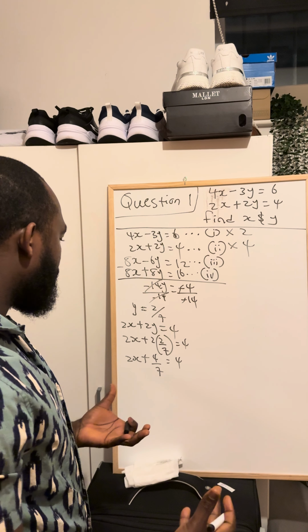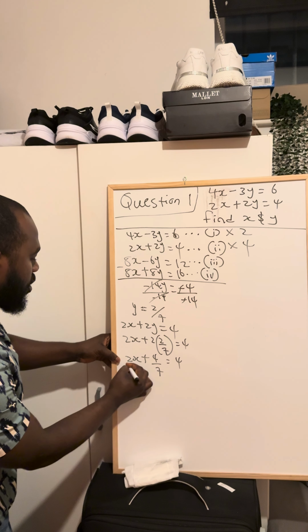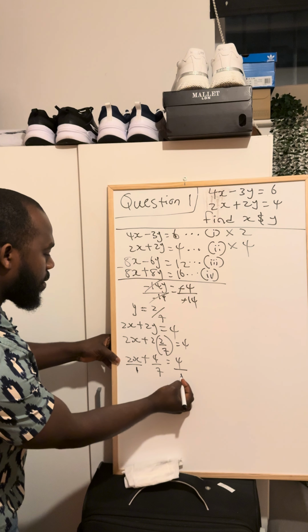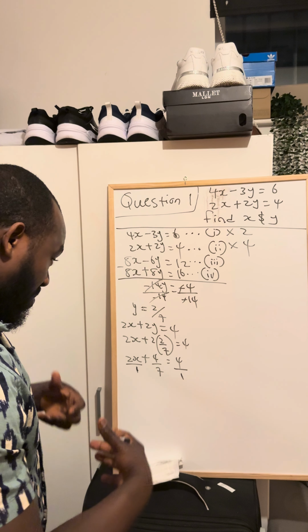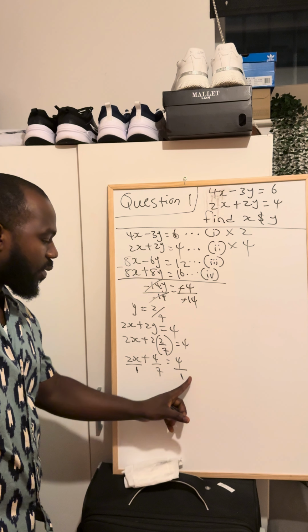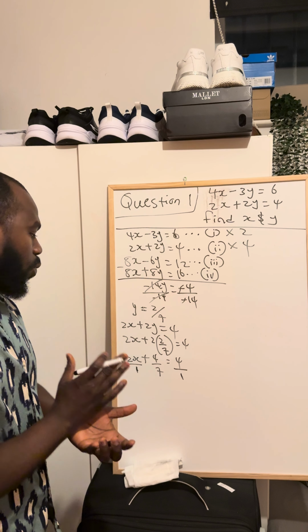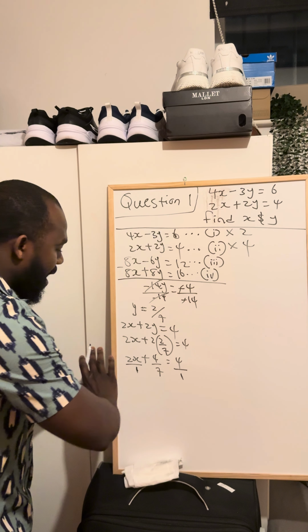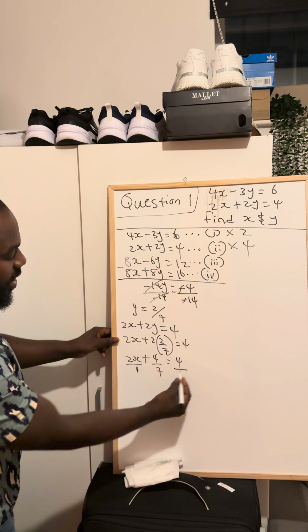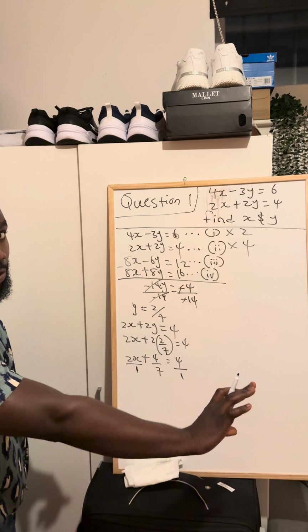So the best way to solve this problem is this. Put 2x over 1, put 4 over 1. And what do we do? Look for the LCM. What's the LCM of 1, 7, and 1? The LCM is 7. So what do we do? Use the 7 to multiply through the whole equation. All right. Use the 7 that we've got, which is the LCM, to multiply through the whole equation.